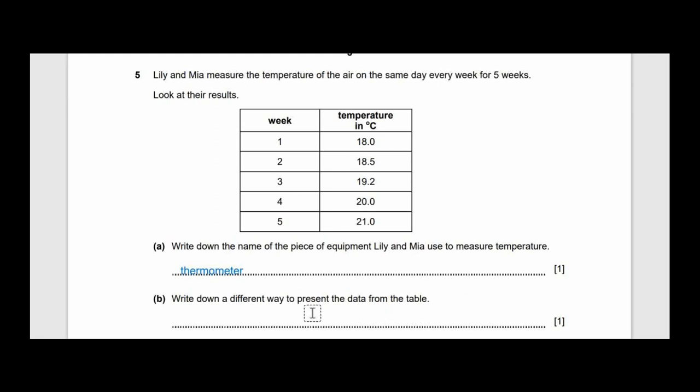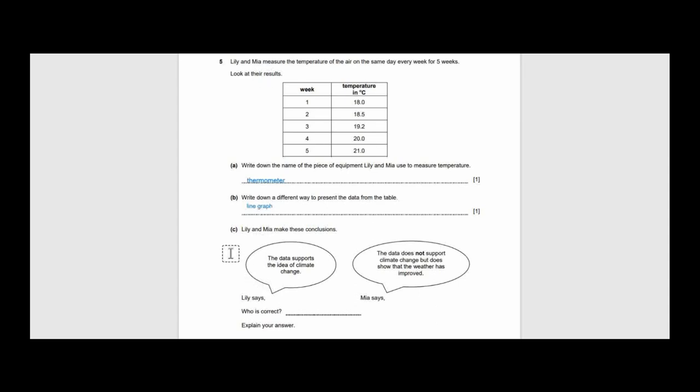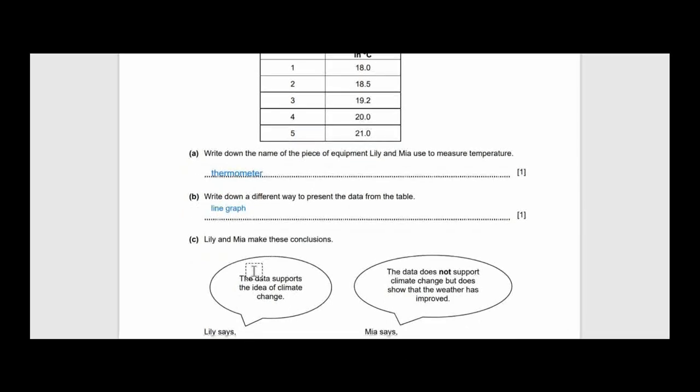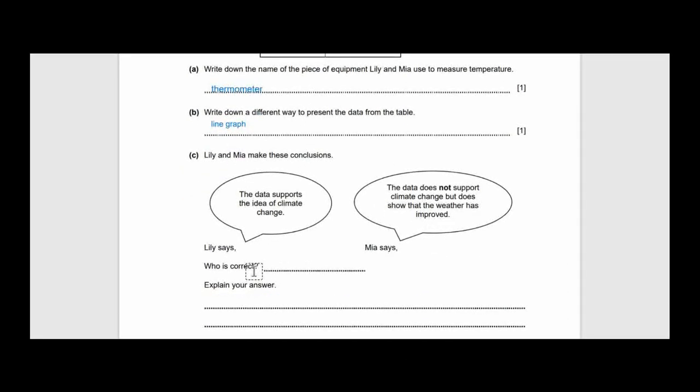Alright, let's open up the answer. The answer is the line graph. Line graph will be suitable for presenting the data. Next. Now we are moving to question 6c. Lily and Mia make this conclusion. The data supports the idea of climate change, according to Lily. Mia says the data does not support climate change but does show that the weather has improved. Who is correct? And explain your answer.